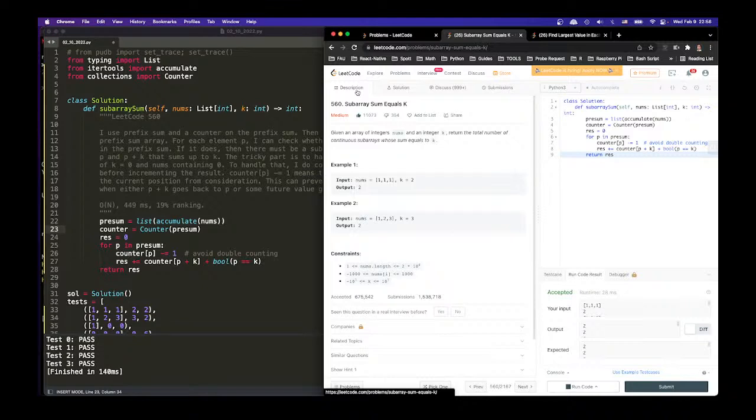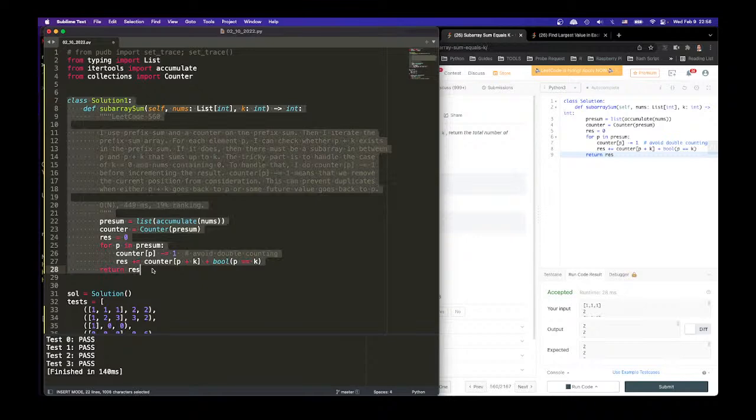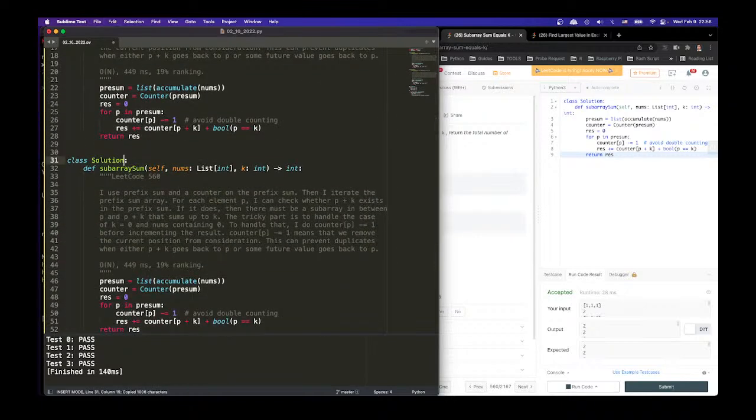That is a good solution. Let's code it up. I think that's a good solution. Okay, but so this is the official solution, right? This is the official solution.